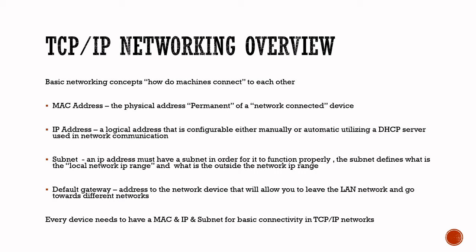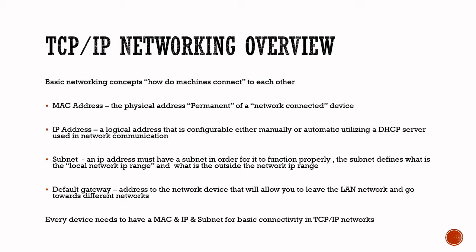The second address that we're going to talk about is an IP address. An IP address is a logical address that is configurable. You configure it either manually or automatically using a DHCP server. And this is the address that you use logically to communicate. So basically, the combination of a MAC address and an IP address together is what allows you to communicate in a TCP/IP network.